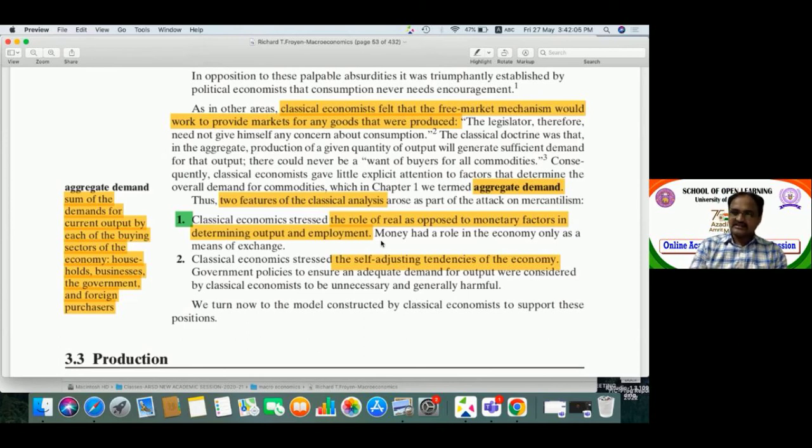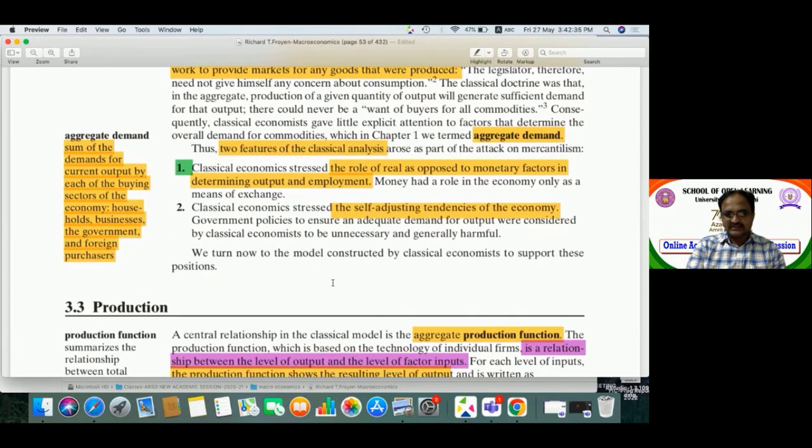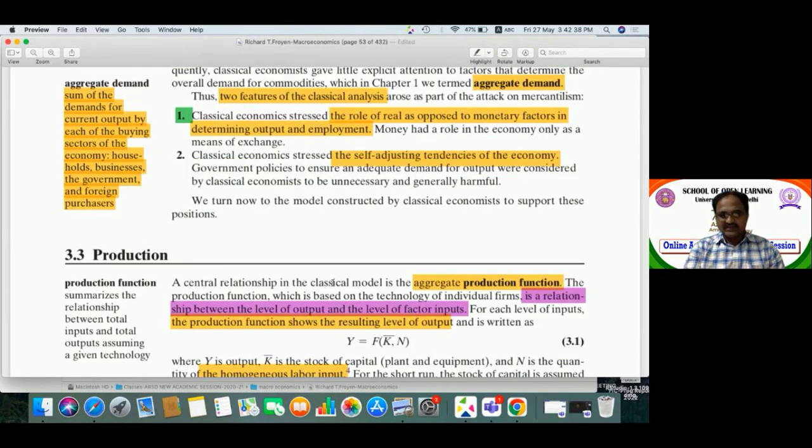What are the self-adjusting tendencies? In the initial stage, in classical economics, there is no other factor to influence the economy. Only one factor, labor. According to the availability of labor resources, you produce more output or less output. That is self-adjusting in the economy. So these are the two assumptions. Classical economists stress the real factor, that is labor. The second is the self-adjusting tendency of the economy.